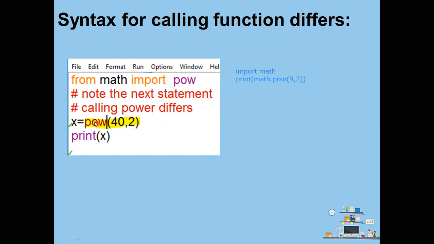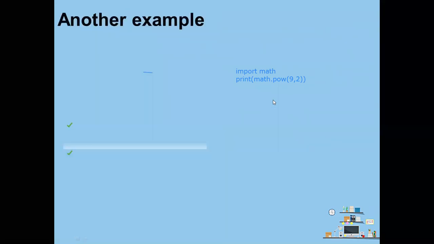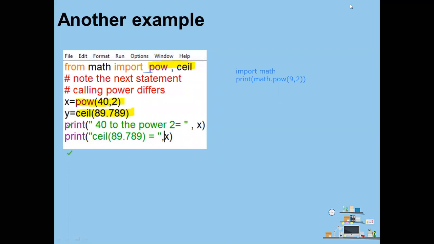You are writing only the name of the function here and then the argument. So here pow is called. Similarly, another example is explained here. See, in this example we are importing two values, pow and ceil, and we can use these two without the module name also. So we wrote the code x is equal to pow(40, 2), y equal to ceil(89.789).